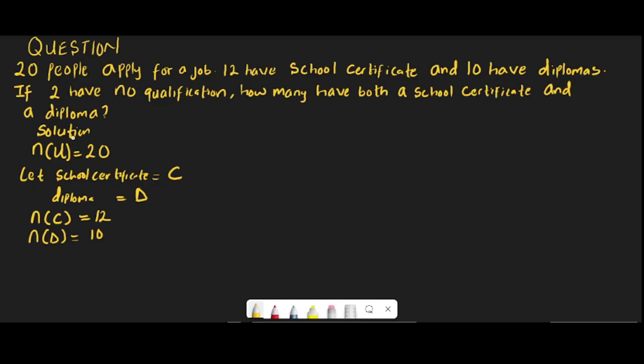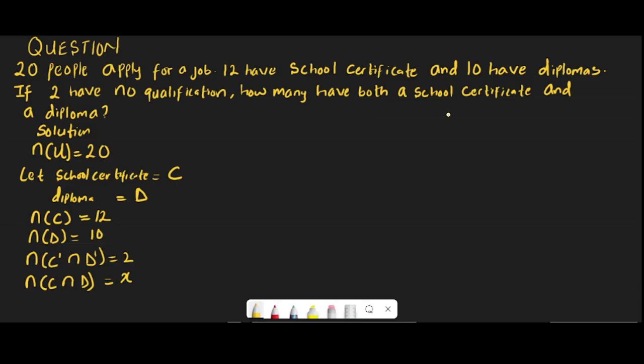Then it says 2 have no qualification. That means they don't have a school certificate and they don't have a diploma. That is, the number of not school certificate intersection not diploma is 2. How many have both a school certificate and a diploma? The question wants us to calculate n(C intersection D). We don't know that, so we can call that X.